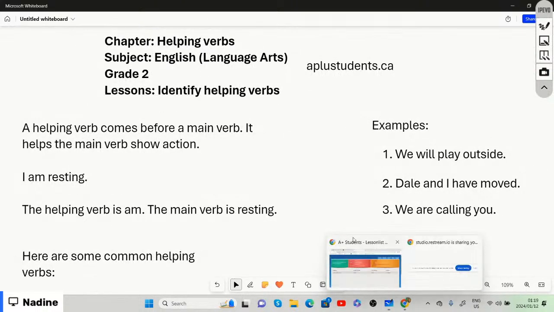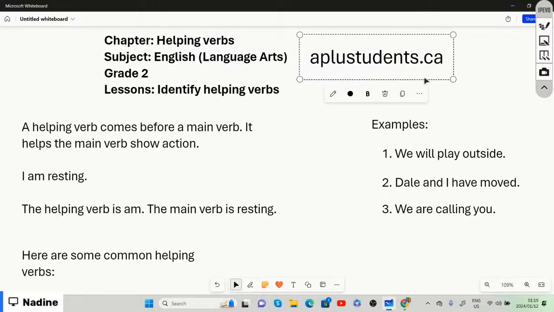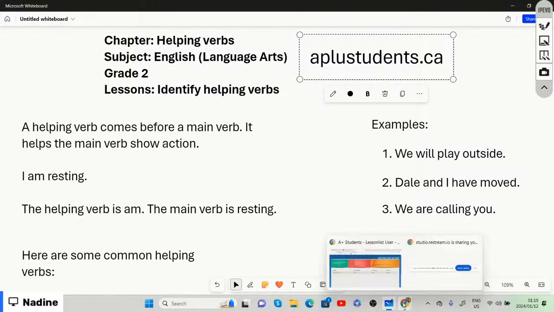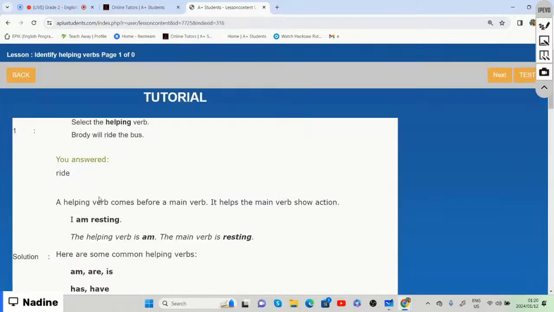All right. And we are doing our tutorial lesson on a+students.ca. So let's go to a+students.ca. And we said our chapter is helping verbs. And the lesson that we're going to be focusing on is to identify helping verbs.